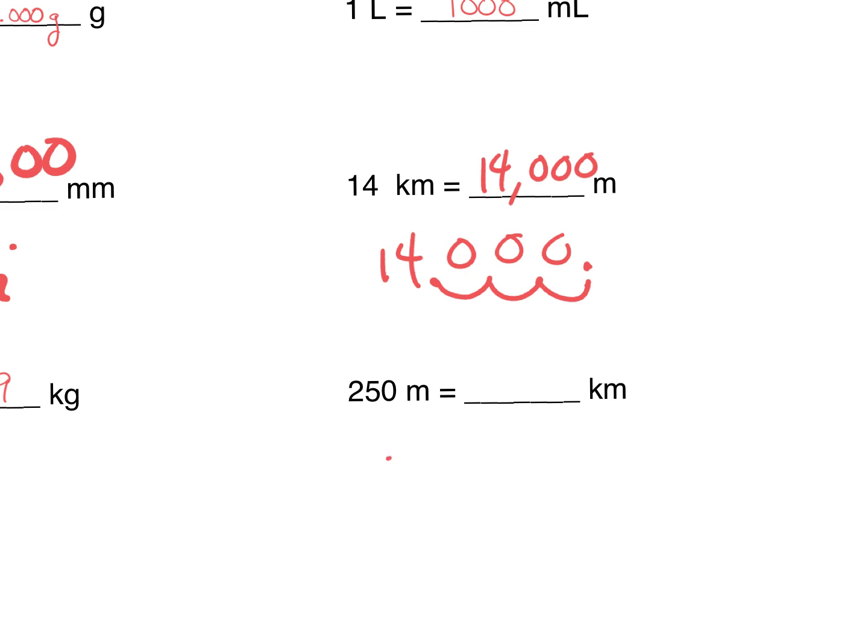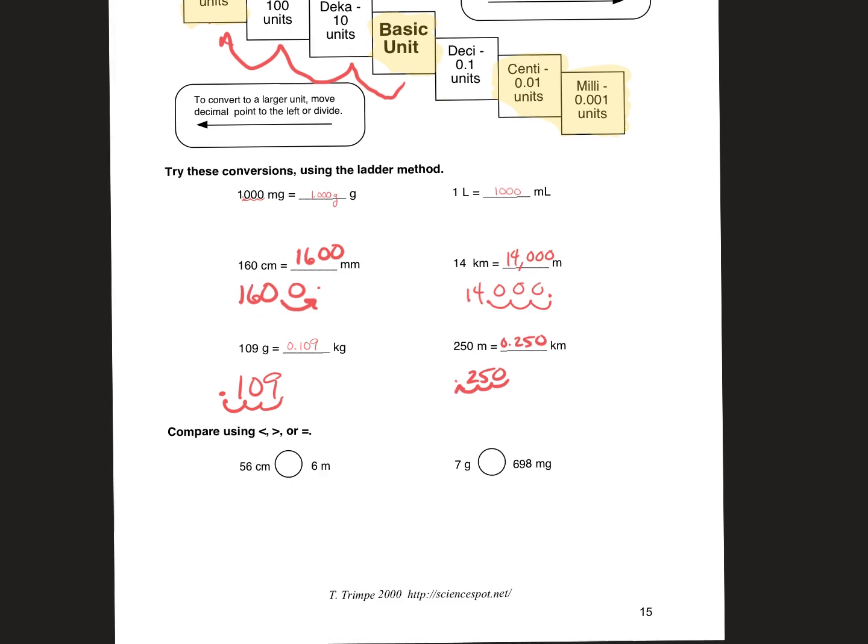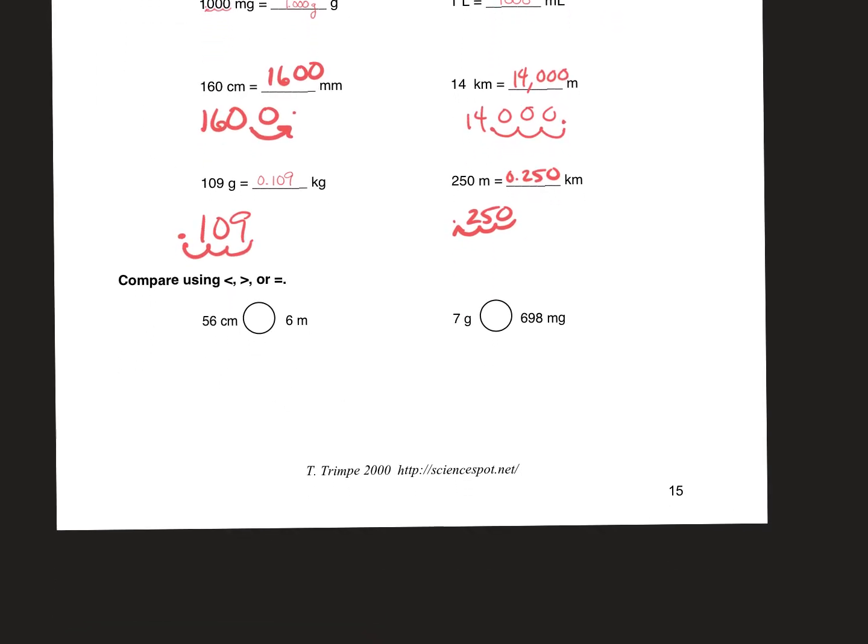And for the next one, going from base unit meters to kilo. All right, well, that's 250. There's our imaginary decimal place. We're going to a larger unit. We're going to go to the left 3 spaces. 1, 2, 3. Okay, so the answer is going to be 0.250.